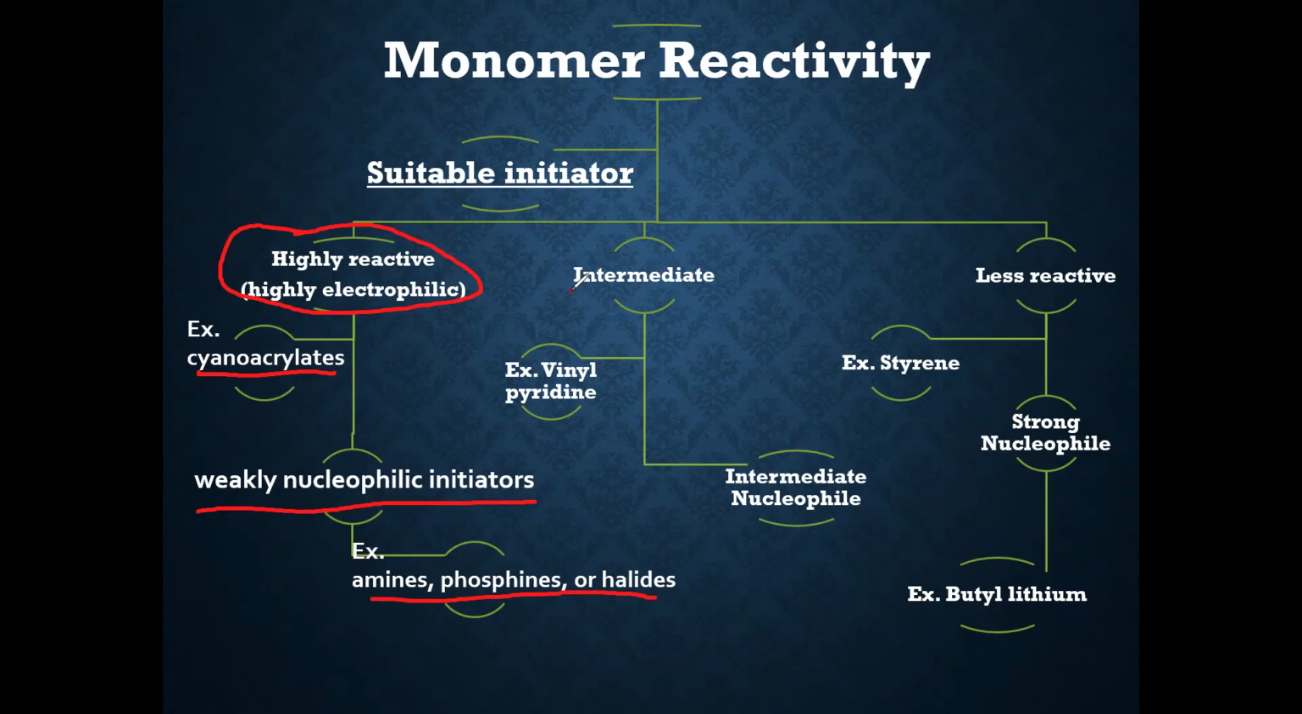While the intermediate monomers, which have an intermediate reactivity like vinyl pyridine, need an intermediate nucleophile. The less reactive monomer, like styrene, will need a strong nucleophile to be activated, like butyl lithium.